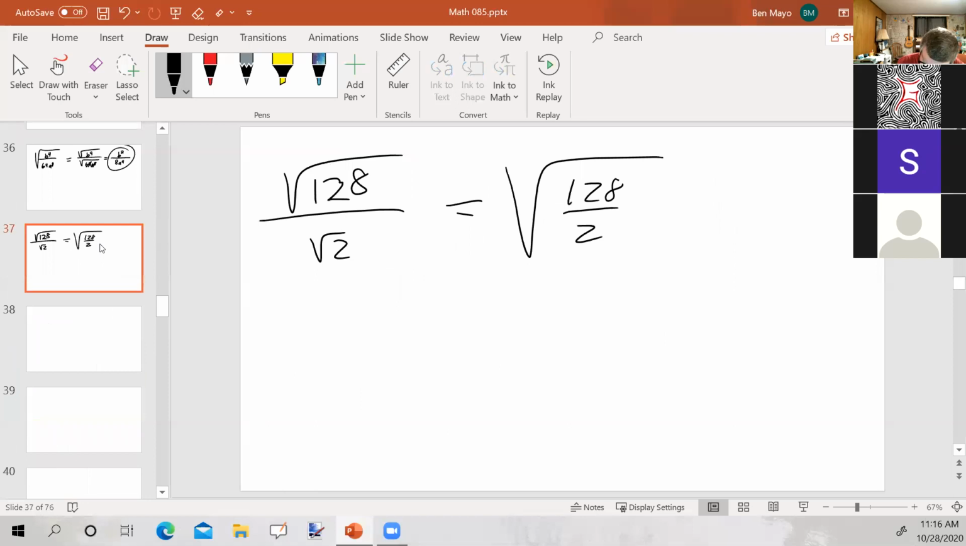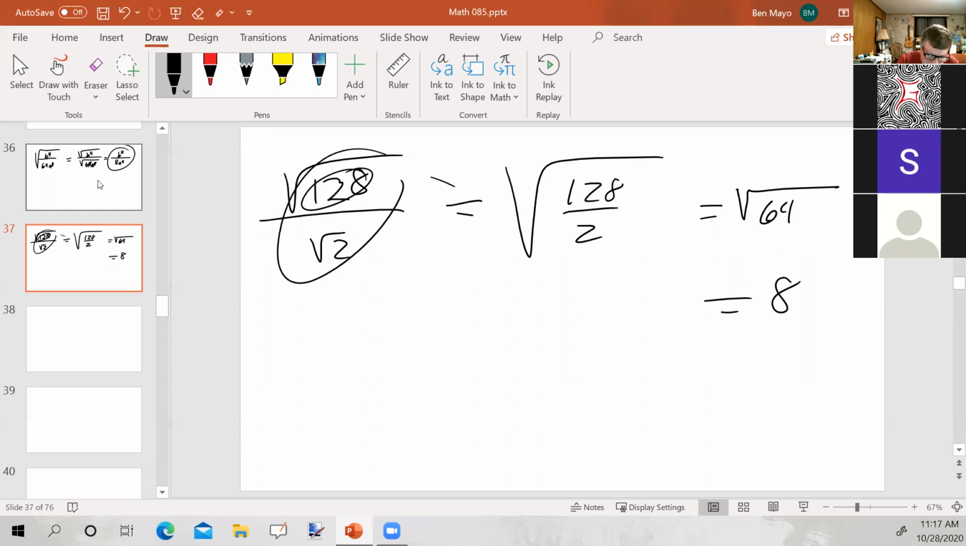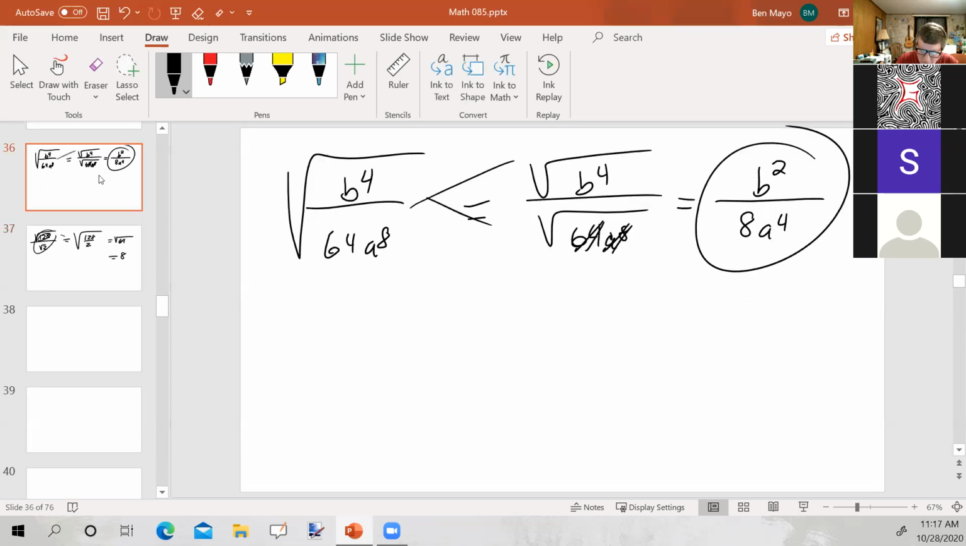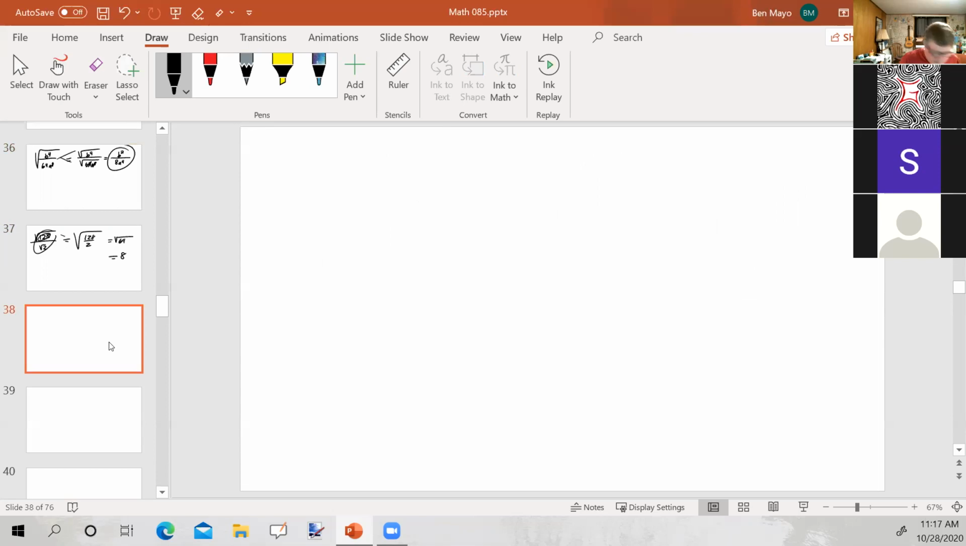So now, what is 128 divided by 2? 64. So now I have 64 under the radical, which gives me an 8. That's a lot nicer than trying to simplify this and then deal with it. So you can take that and put it together. You can take that and pull it apart. Okay. Now, last thing. It says simplify by combining like radicals.